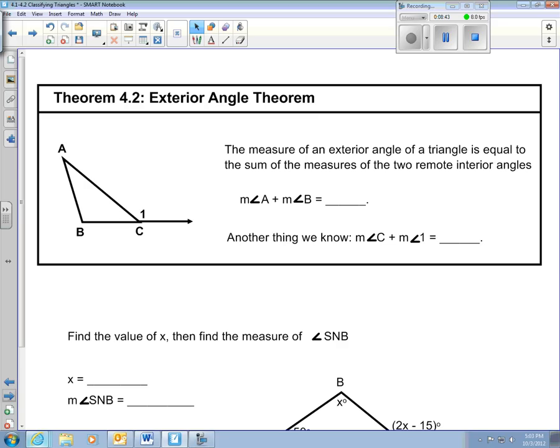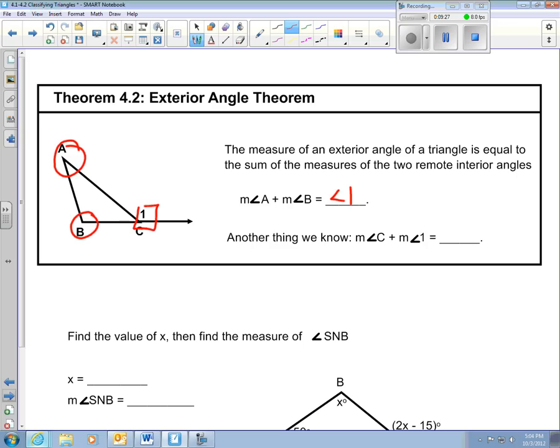All right, let's learn another theorem. It's the exterior angle theorem. What the exterior angle theorem states is the measure of an exterior angle of a triangle, and remember, exterior is on the outside, is equal to the sum of the measures of the 2 remote interior angles. Remote means they're farther away from that outside angle, and interior means they're inside the triangle. So the measure of angle A plus the measure of angle B, again, we're just labeling them by their vertex, is equal to the measure of angle 1. So that's saying that this one out here and this one here, when we add those together, are going to equal the same thing there.